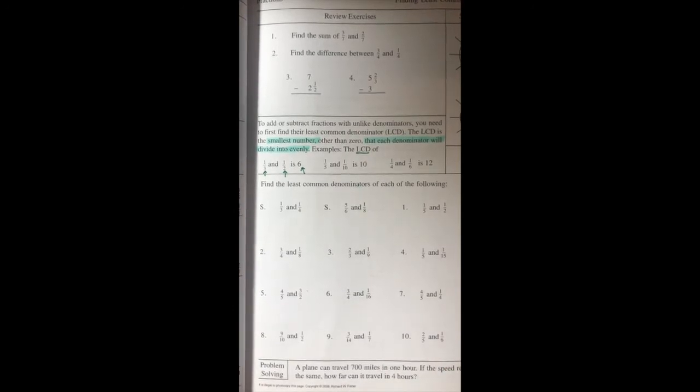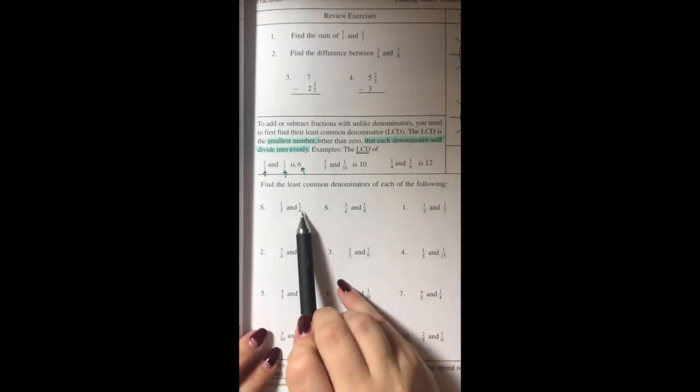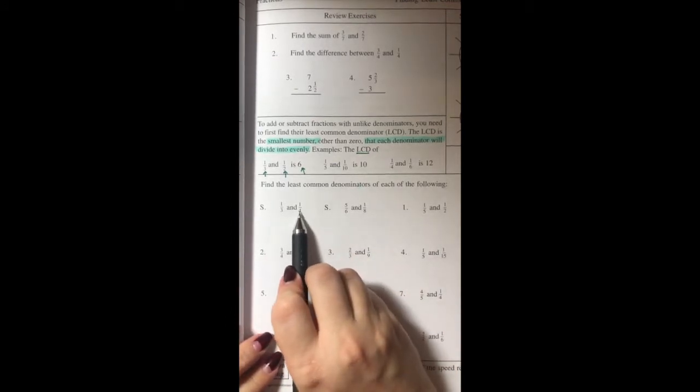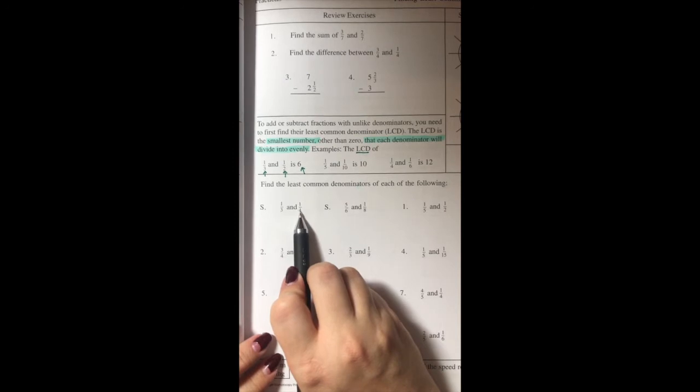So for sample 1, we have 1 over 3 and 1 over 4. So we're not adding or subtracting. We're only finding the least common denominator. So what is the least common denominator of 3 and 4? Well, we know it has to be higher than 4 because 4 has to fit into it. So we can go up from 4 and say, does 4 fit into 4 evenly? Yes. Does 3 fit into 4 evenly?